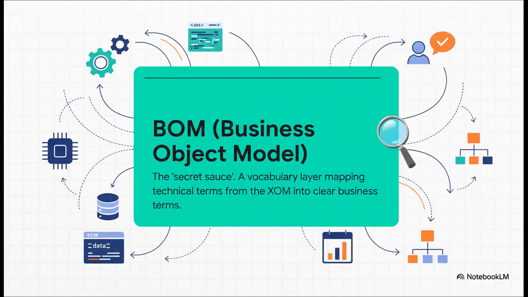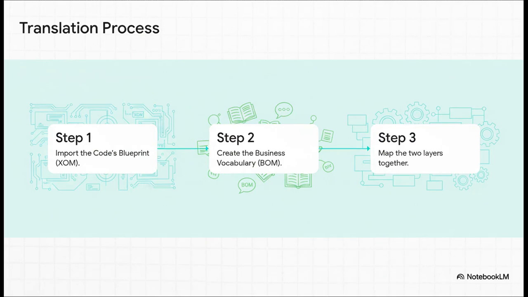And then comes the next layer, which honestly is the secret sauce, the BOM, or Business Object Model. This is where the magic really happens. The BOM acts like a vocabulary that maps all those technical terms from the XOM into clear, business-friendly language that anyone can read. So how do you build this translator? It's actually a pretty straightforward three-step process. First, IT imports the code's blueprint, the XOM. Second, they create that business vocabulary, the BOM. And finally, they map the two layers together. And just like that, you've created a shared dictionary for everyone to use.